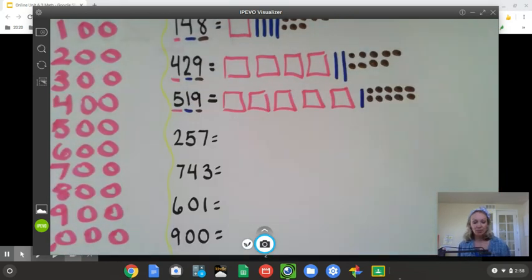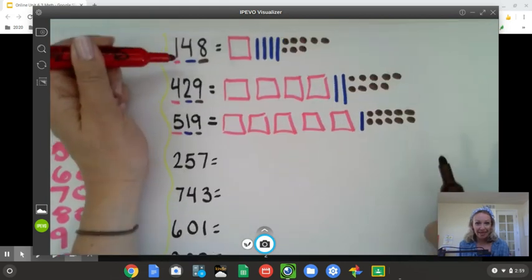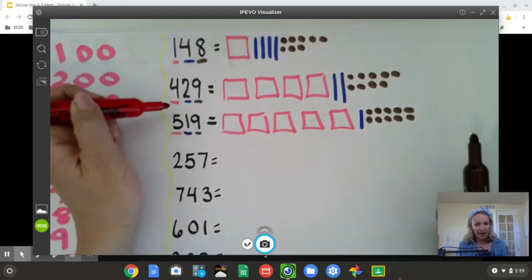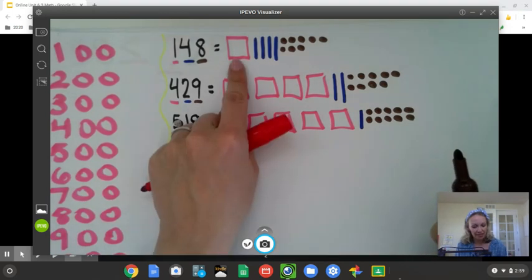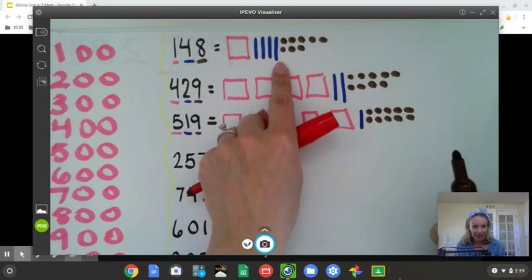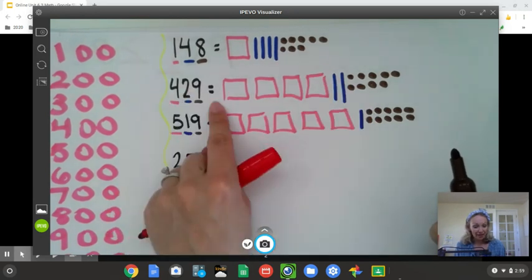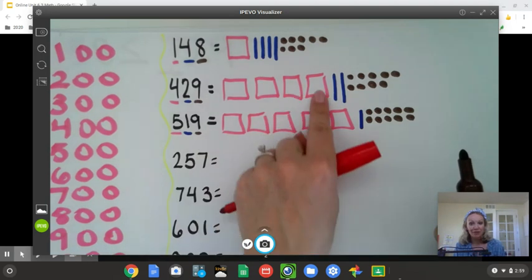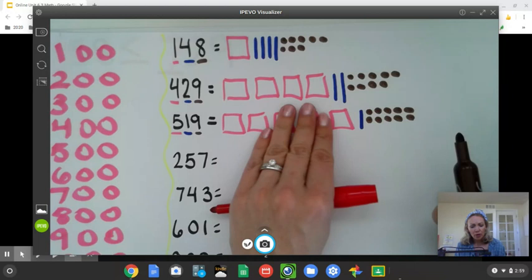Again, let's compare these numbers. If you were comparing 148 to 429, you can also make drawings for these numbers. Make your 100 block, 10, 20, 30, 40, 8 ones for 148, and for 429: 100, 200, 300, 400, 10, 20, 29. So what number is larger?